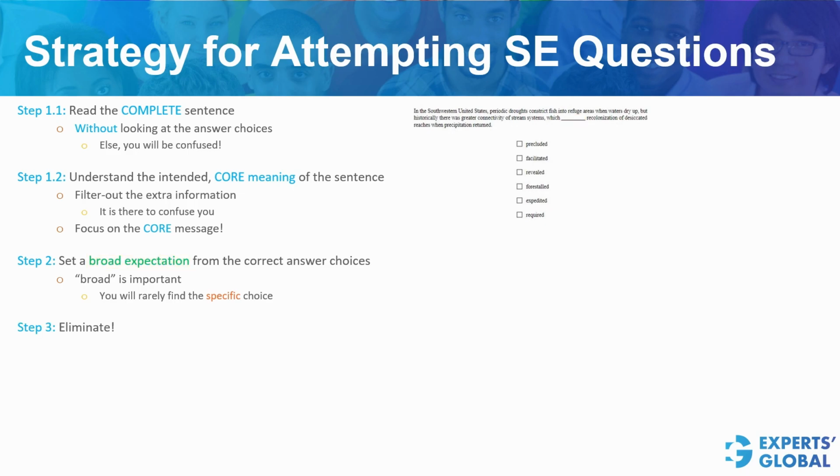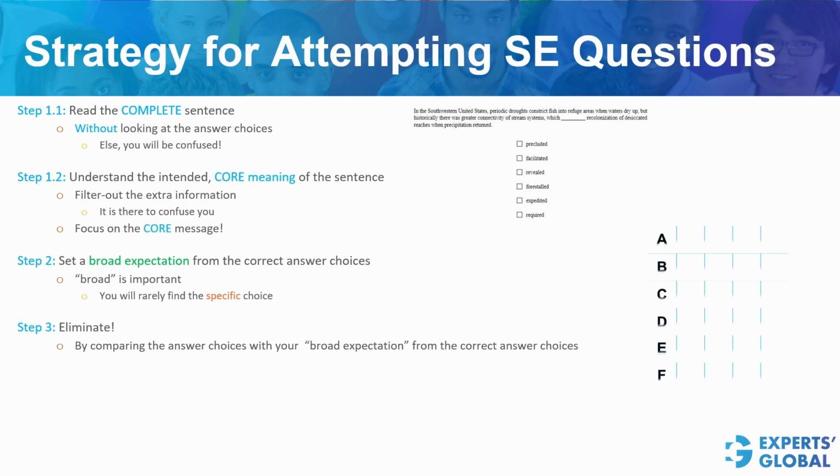Step 3 is to now eliminate. Please understand, it is not about selecting 2 answer choices, it is about eliminating 4 answer choices. So you must eliminate the answer choices by comparing the given answer choices with your broad expectation from the correct answer choices. So keep eliminating. You must always have such a grid on your scratch paper. Compare each answer choice with your broad expectation.